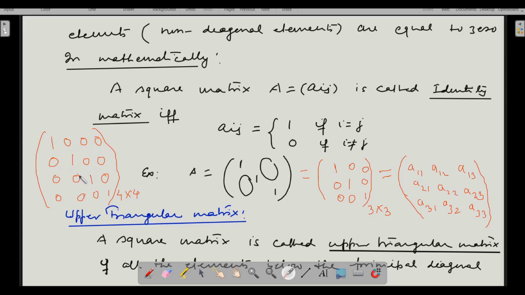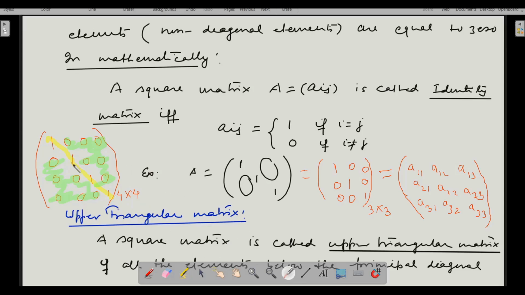Similarly in this 4 cross 4 matrix, you can have a look. These particular elements have i equal to j, and all the other elements which I am marking with green color do not have i equal to j. i is not equal to j for these elements. So this is an identity matrix.